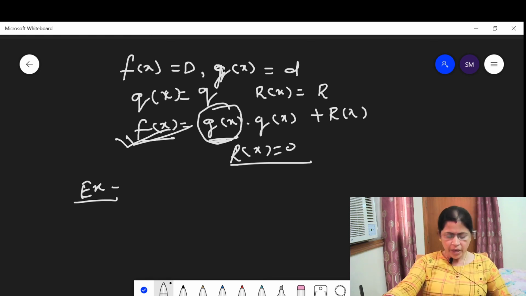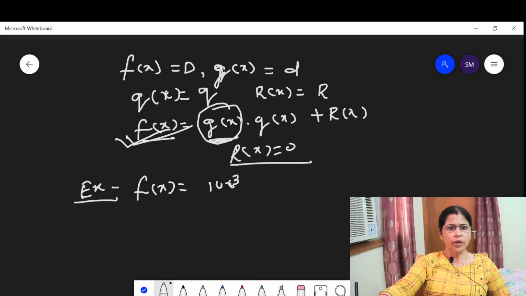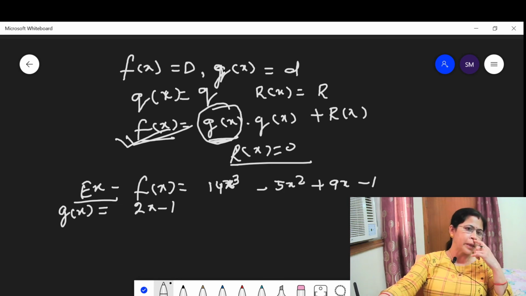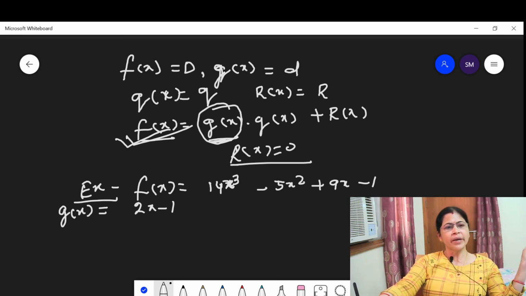Here the question is given: f(x) is equal to 14x cube minus 5x square plus 9x minus 1, and g(x), the divisor, is 2x minus 1. Find the quotient and remainder. If we get the remainder 0, then this shows that 2x minus 1 is a factor of 14x cube minus 5x square plus 9x minus 1, meaning g(x) is a factor of f(x).